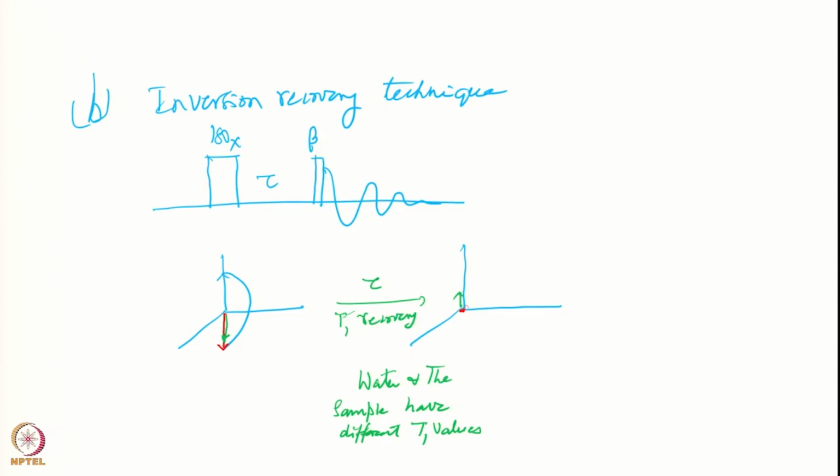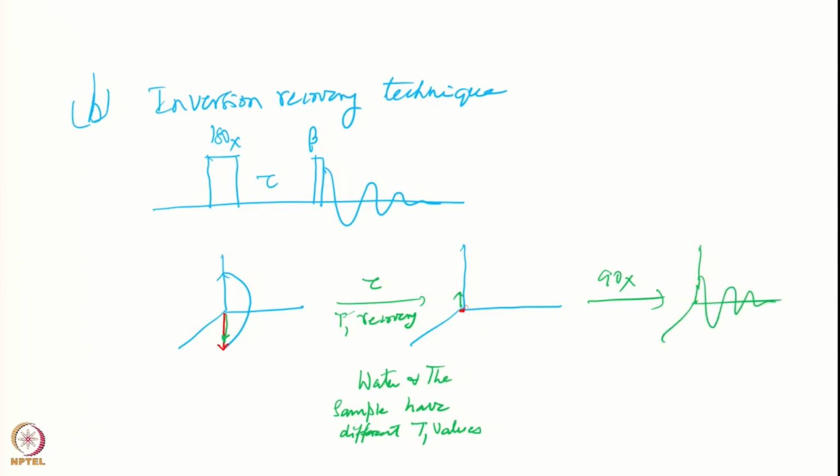So, if the two have different T1 values, I adjust the time tau in such a way that the red signal has come down to 0, but the green one has gone up or down, either way is possible. It may not have reached there or it has crossed that. Now, after this, if I apply a 90x pulse, I will not get any signal from the water. Ideally I will get only signal from the sample.